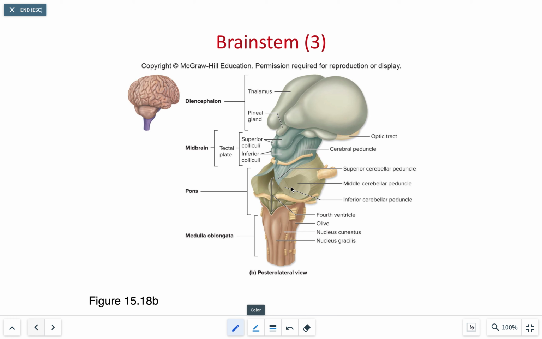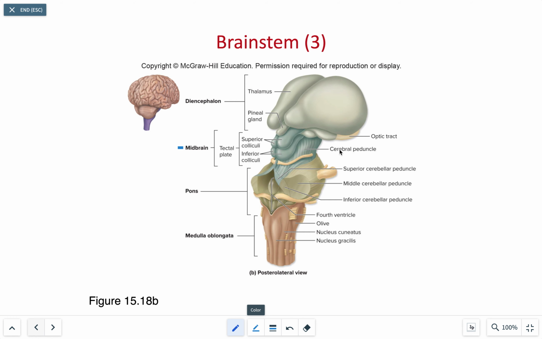Many of the areas, especially in the pons and the medulla oblongata, contain many of the autonomic and reflex centers of the human body. They also house in the pons and medulla the nuclei of many of the cranial nerves. So the first area we'll begin our discussion with is going to be the midbrain.